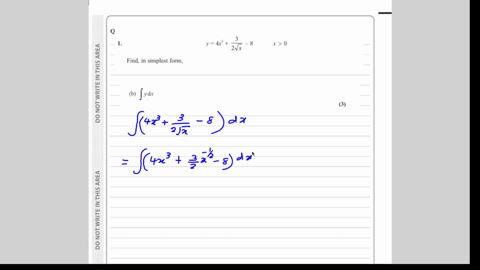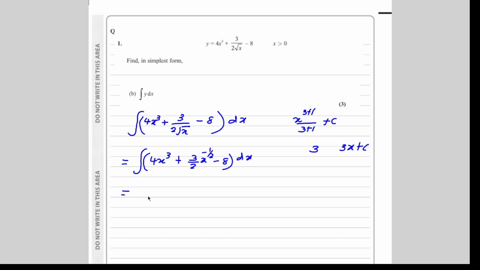Now the rules of integration. What are the rules of integration? If you have any power, you need to add 1 to the power and divide by the new power, plus c. If you have a constant, it becomes the constant times x. So this is the simple rule. When integrating, you have to integrate all the terms individually, considering each as a single term.